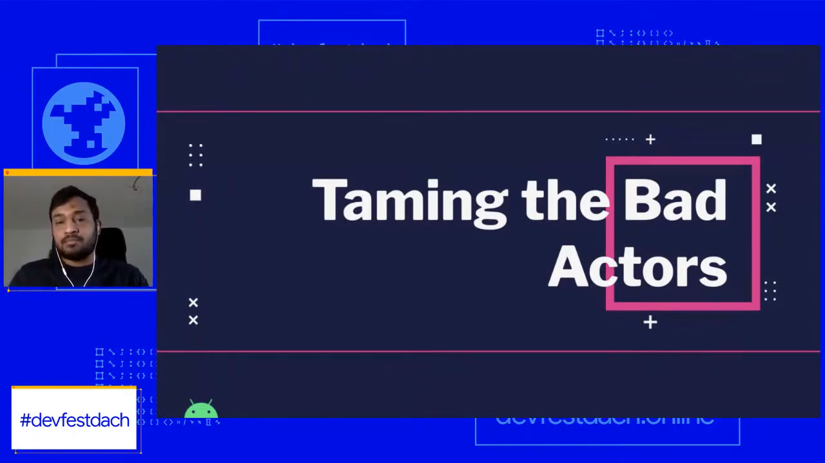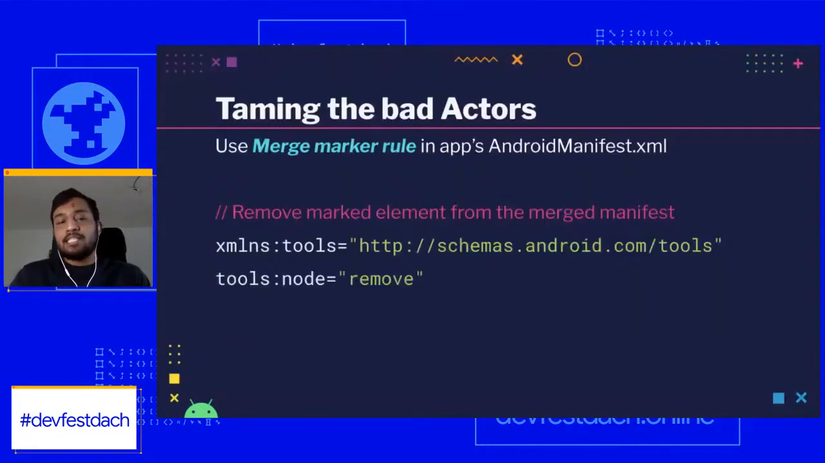But let's say Facebook is something that we wouldn't want it to do. I'm not saying they are bad actors in general, but I'm saying one particular library that is initializing when you don't want it to initialize is something that we want to tame. We don't want them to initialize on their own. Well, the easiest way to do that is to use a merge marker rule in your app's manifest file. The way that you do this is that you define a namespace. In this case, it is xmlns:tools, and then you define the namespace for it, and then you put in the marker for remove node, which is tools:node equal to, in double quotes, remove.